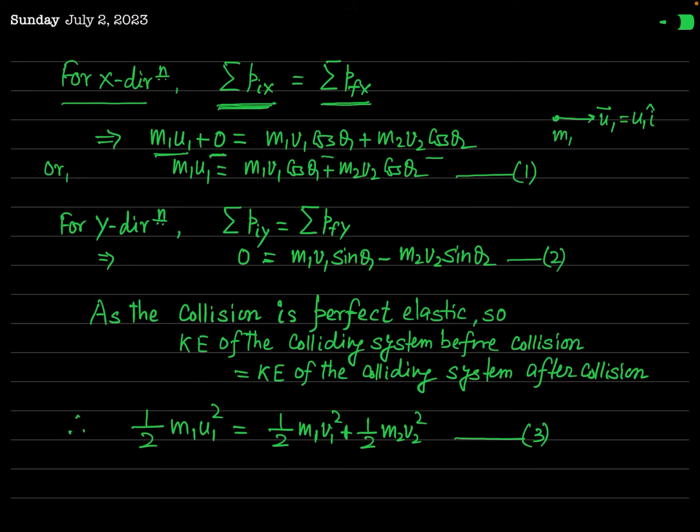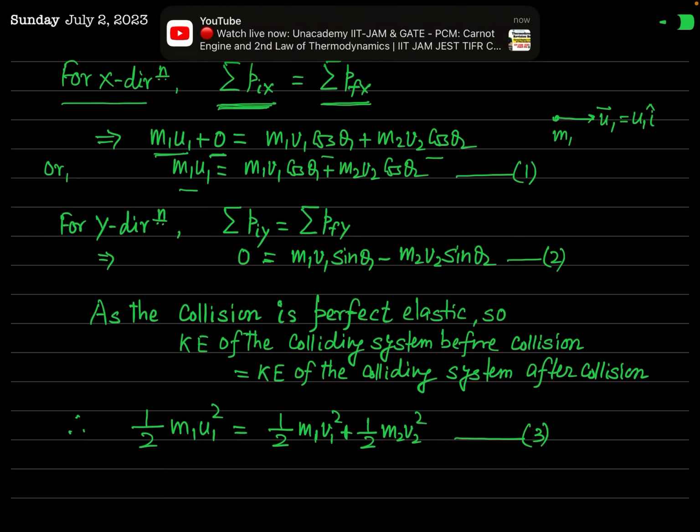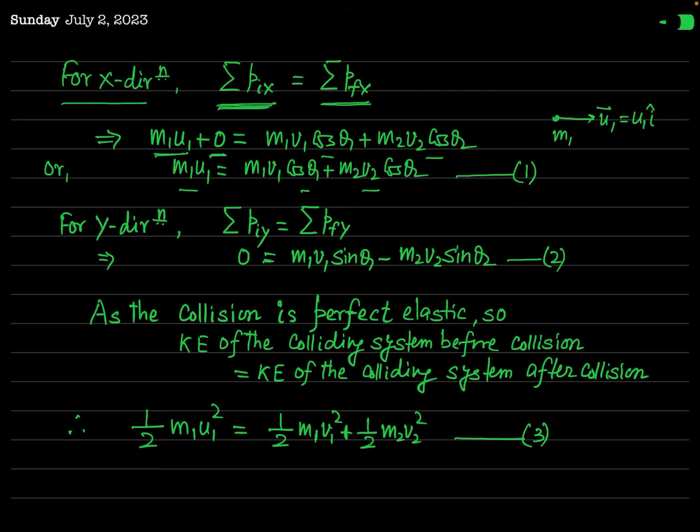And you can equivalently write it as m1 u1 equal to m1 v1 cos theta 1 plus m2 v2 cos theta 2. So applying the principle of conservation of linear momentum for x direction, we have obtained this result. Okay. Now we will apply the same principle of conservation of linear momentum for y direction.